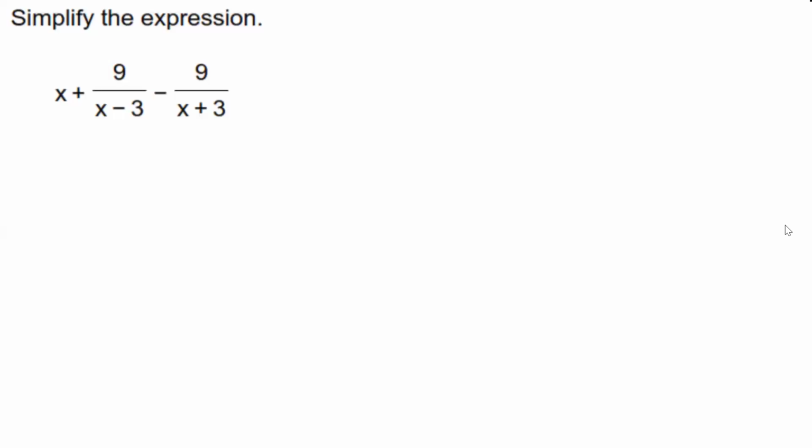All right, so here again, we're supposed to simplify the expression. So we need to find our LCD to start with. What is our LCD? Well, if we look at this, that's x over 1, so it's just a 1. And so it looks like the LCD is x minus 3 times x plus 3.